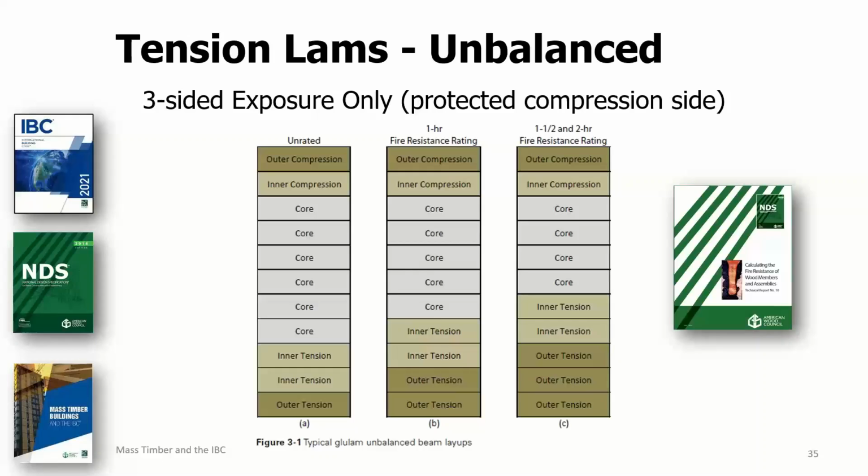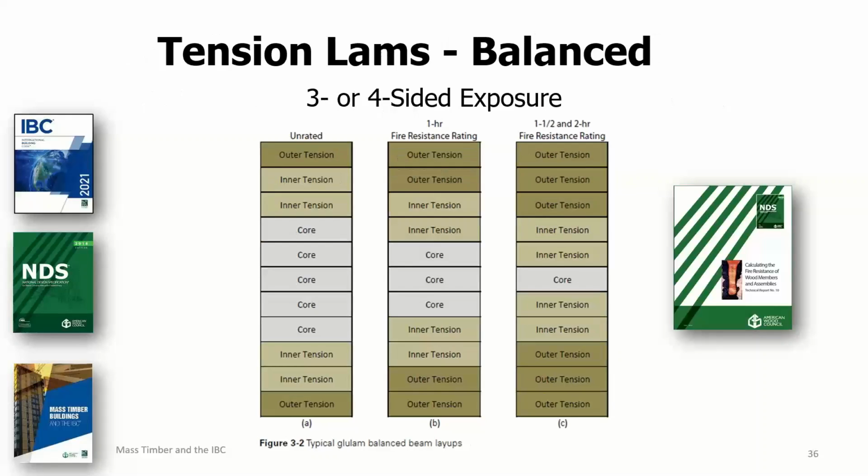And these particular layups would only work for glulam members with 3-sided exposure. An example of this would be where one edge is completely protected by a floor system on the top edge, like I mentioned earlier. And then this figure, also taken from AWC's TR10, shows how those core laminations would be substituted for a balanced beam scenario. These substitutions shown here on this slide can be used for either 3- or 4-sided exposure.